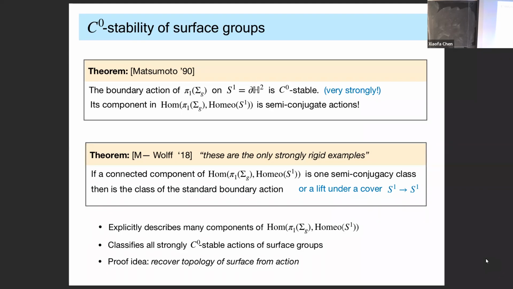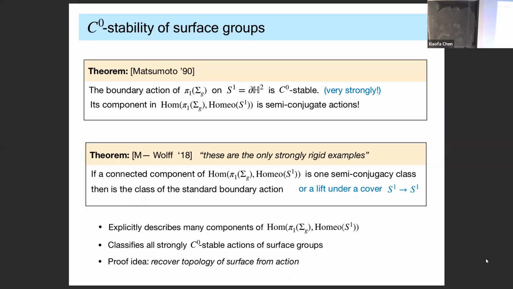And if I take my actions not to just lie in a Lie group, but just to be actions by homeomorphisms, well, there's still no deformations. So this is the first example, to me, a very, very interesting example of a boundary action that has C0 or topological stability, in the sense I defined at the very beginning, not just a local version here.